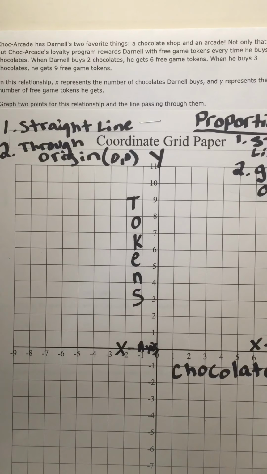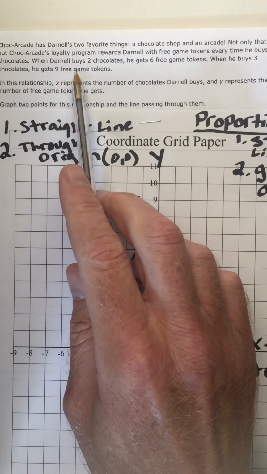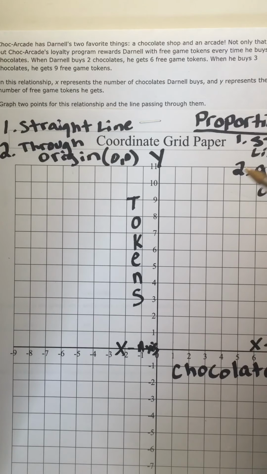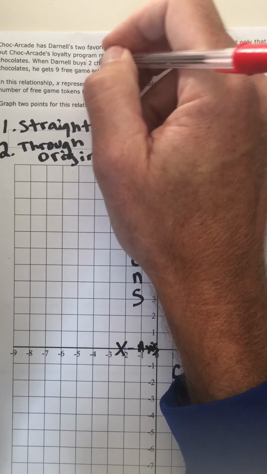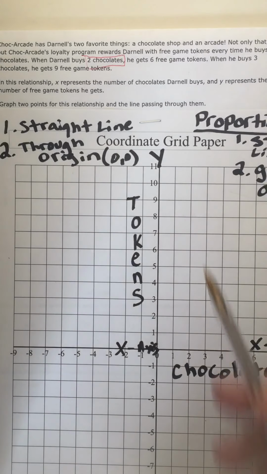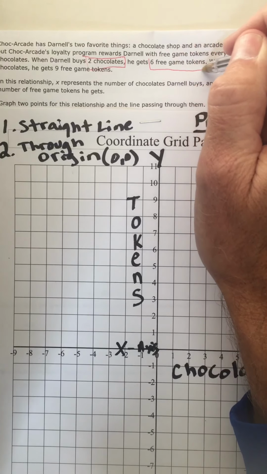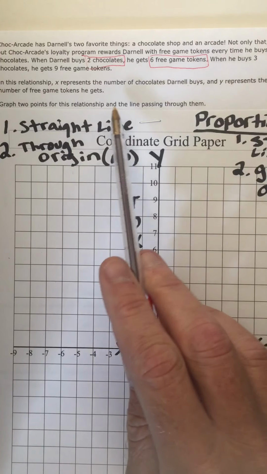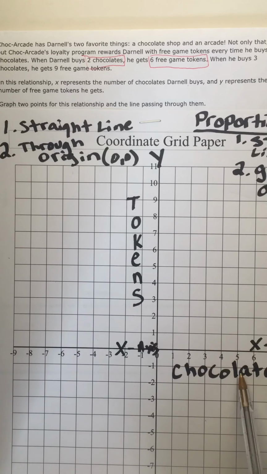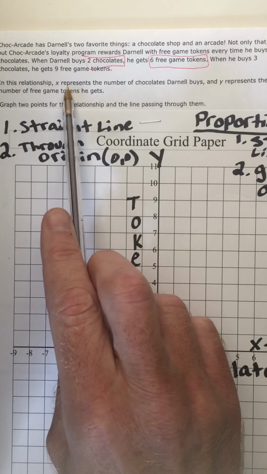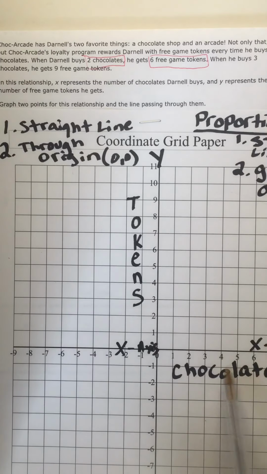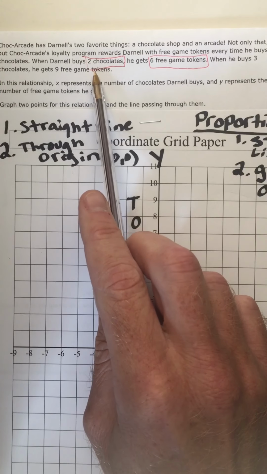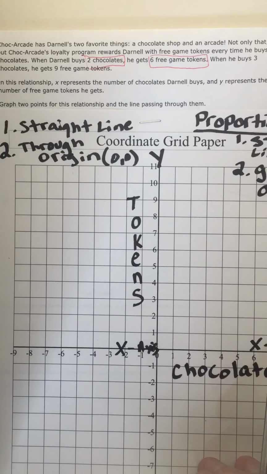So let's start by going back and highlighting the important information in the statement. When Darnell buys two chocolates, so if he buys 2 chocolates, he gets 6 free game tokens. Now, I've already labeled this because the question told us so. It said that chocolates was represented by X. It says right here, in this relationship, X represents the number of chocolates. And then it tells me that 2 chocolates gets him 6 free game tokens.